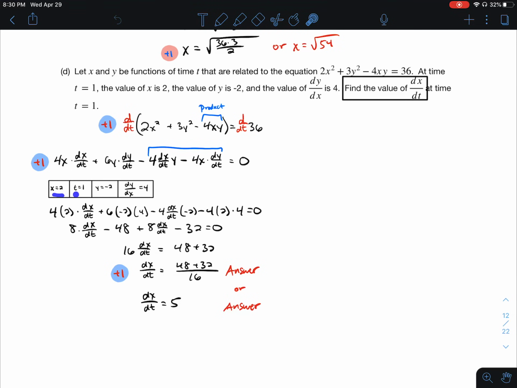If you plug in x is 2, t is 1, y is -2, and dy over dx is 4, you get this hot mess right here. And once I get here, I add 48 and 32 to both sides. If you don't want to figure out what that calculation is, you don't have to. It's the AP test. And then 8 and 8, they have the same variable, dx over dt is 16. And then divide both sides by 16. You can leave this as your answer. If you want to simplify it, it becomes 5 either way. So you get 1, 2, 3 points for this part of the problem.